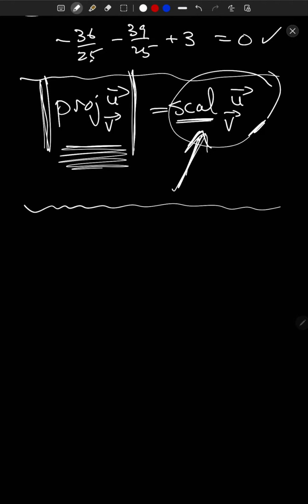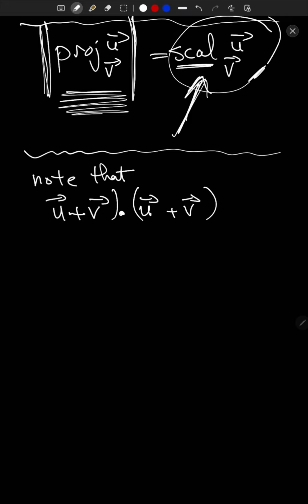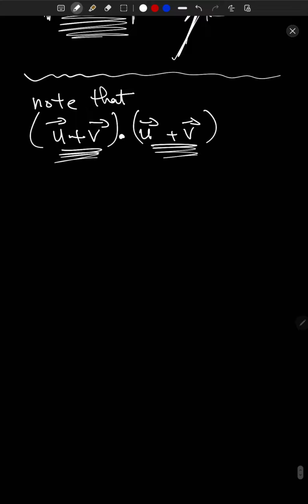All right, the last small thing is just a small mini note. Note that (u plus v) dot (u plus v), like this. This is perfectly legal because the left-hand side is a vector, the right-hand side is a vector, and so you can dot two vectors together.